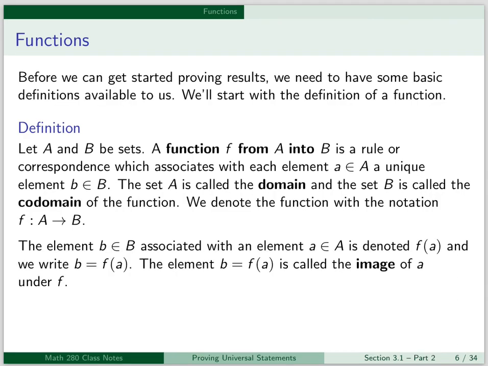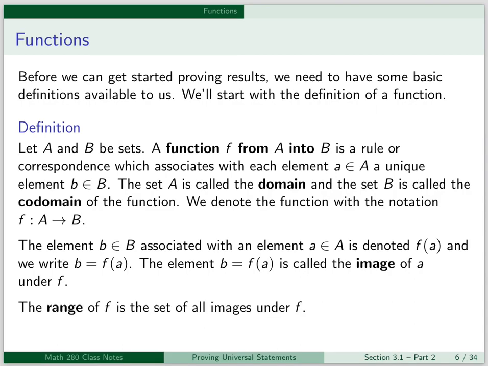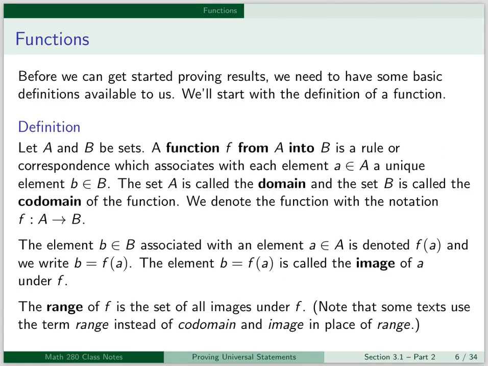The element b in B associated with an element a in A is denoted by our usual notation f of a, and we write b is equal to f of a. The element b equals f of a is called the image of a under f. The range of f is the set of all images under f. Note that some texts use the term range in place of where we're using codomain, and they use the term image in place of range.